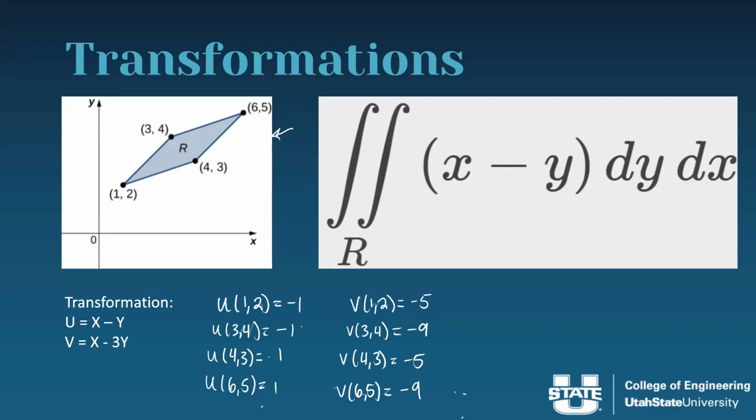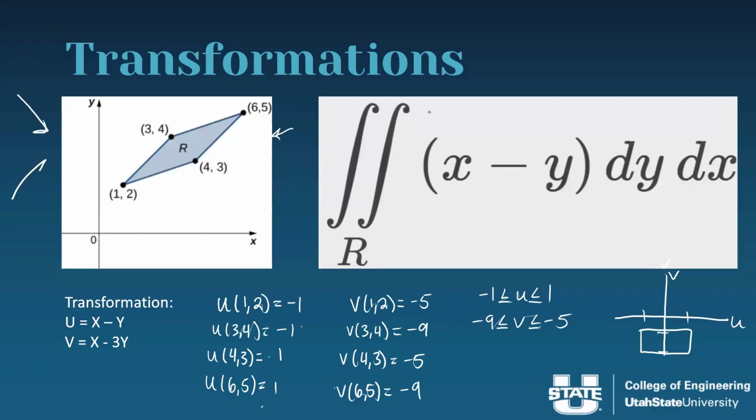So we can already see these transformations were chosen really well, because our u has bounds of minus 1 and 1, and our v has bounds of minus 9 and minus 5. Now if we were to plot this in the uv plane, with the vertical axis being v, we'd have minus 9 and minus 5 and minus 1 and 1. So we'd now have a rectangular region that looks kind of like that, which is a lot easier to integrate than whatever we have going on right here.